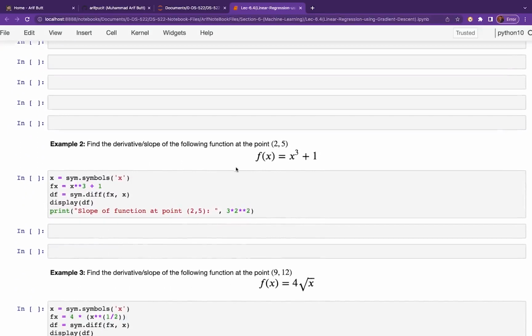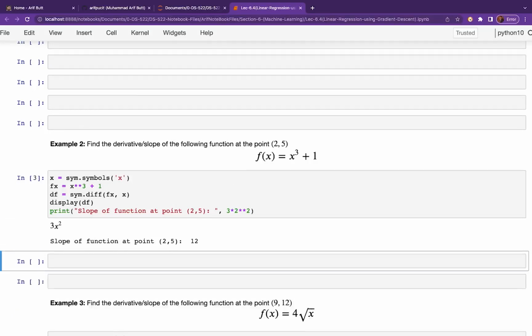Okay, now consider this function x cubed plus 1 and find out the slope or derivative of this function at point 2, which is nothing but the slope of the tangent drawn at this point. Let me execute this code. So the differentiation of the function is 3x squared, and in order to calculate the slope at point x is equal to 2, simply put x is equal to 2 over here, and you get 12. This is what it is.